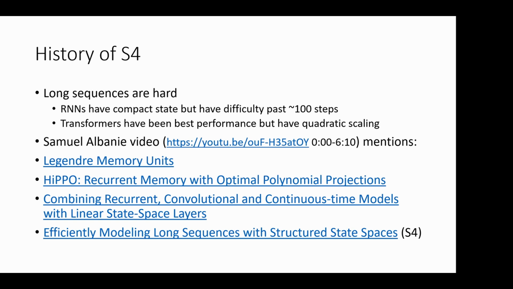And so we're going to see these models: Legendre memory units, and then Hippo. Then we're going to see these state space models ending with S4. And that's going to take us 6 minutes.